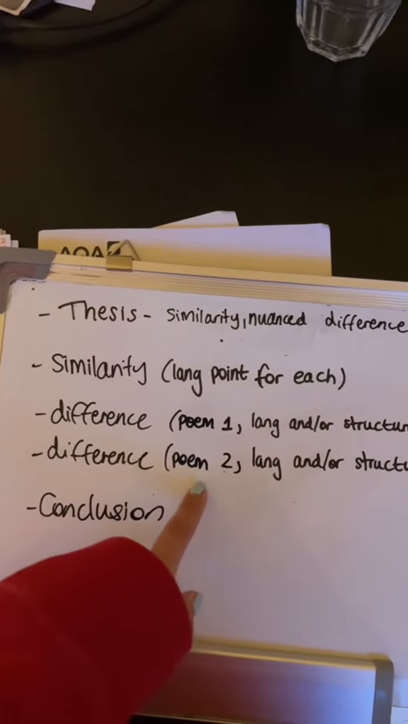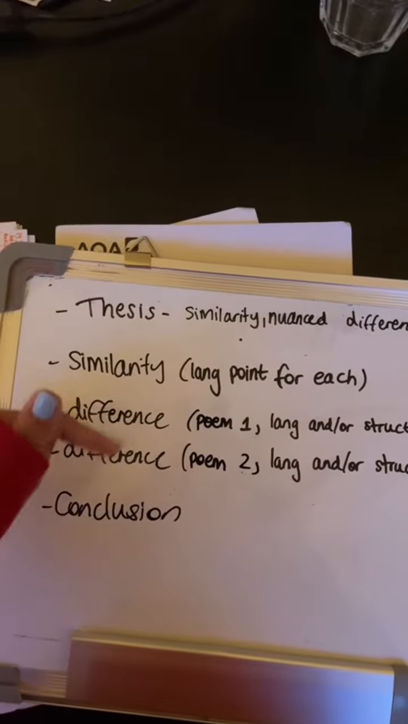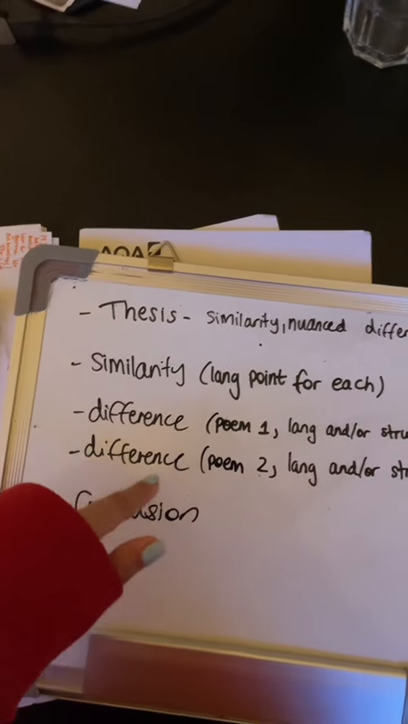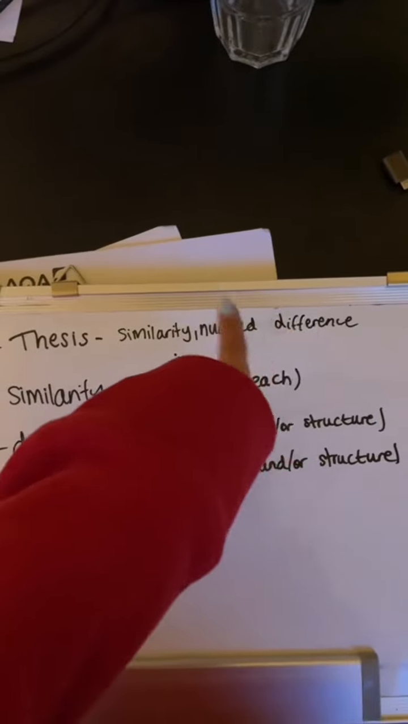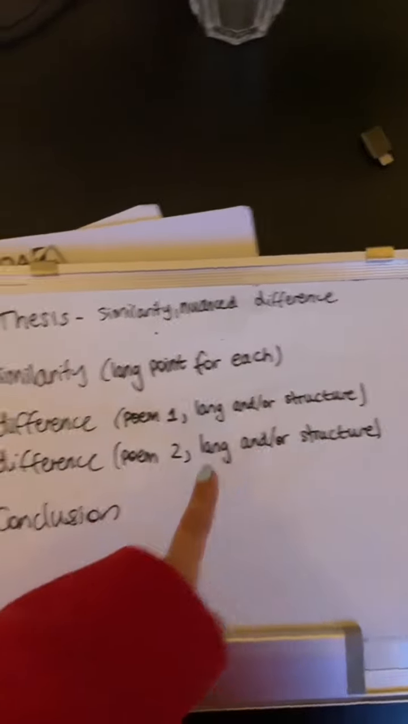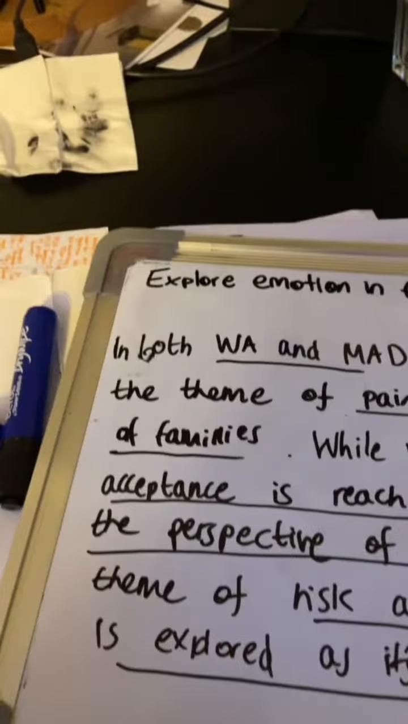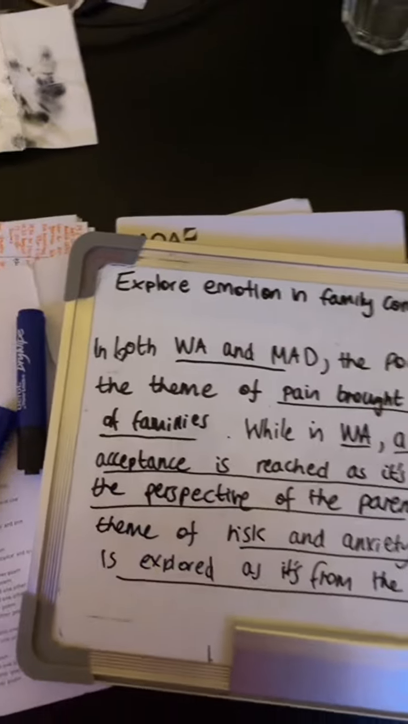And then you're going to talk about it from the second poem's perspective. So each of these, this one's going to be, however, this second poem is different because of this, based on what you've written in your introduction. And you're going to make your points, and then you're going to write your conclusion. So we're going to start by looking at the thesis statement.